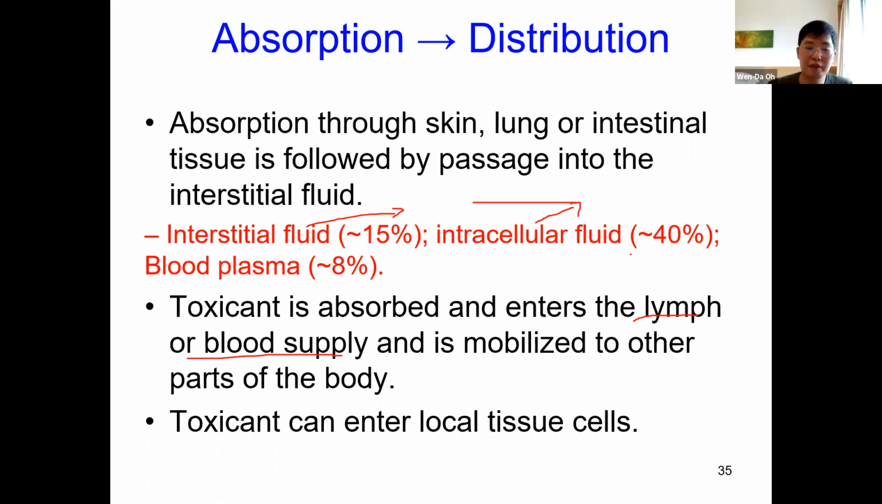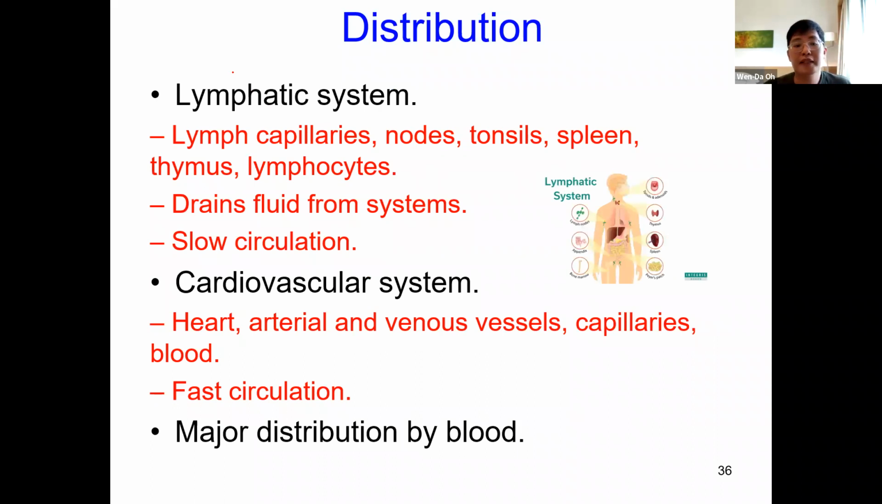This is not desirable, because if it goes to the target organ, then it causes a toxic effect to the target organ. So it depends on where this toxicant enters. If it goes to the lymph, which means lymphatic fluid in the lymphatic system, for example lymph capillaries, nodes, tonsils, spleen, and so on, it is slow circulation. And if it's slow circulation, that means the toxicant distribution is slower. It doesn't reach the intended target organ that quickly.